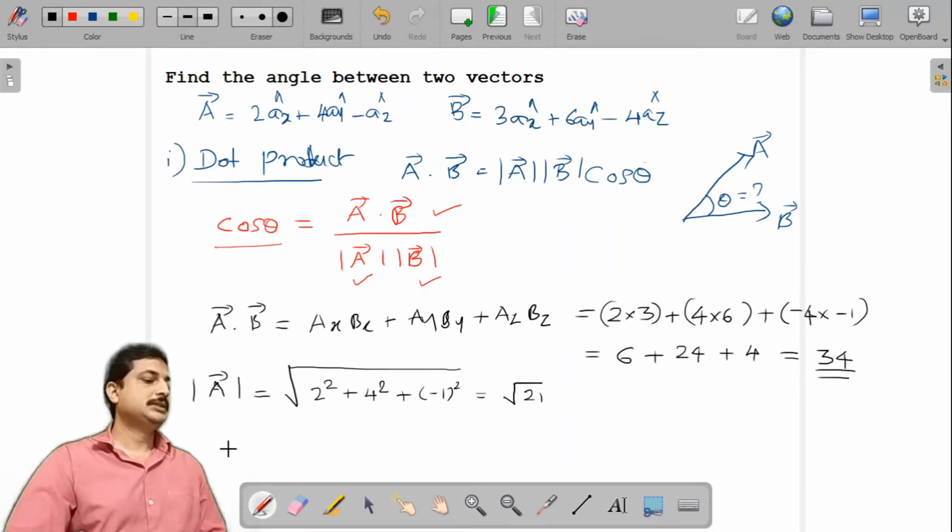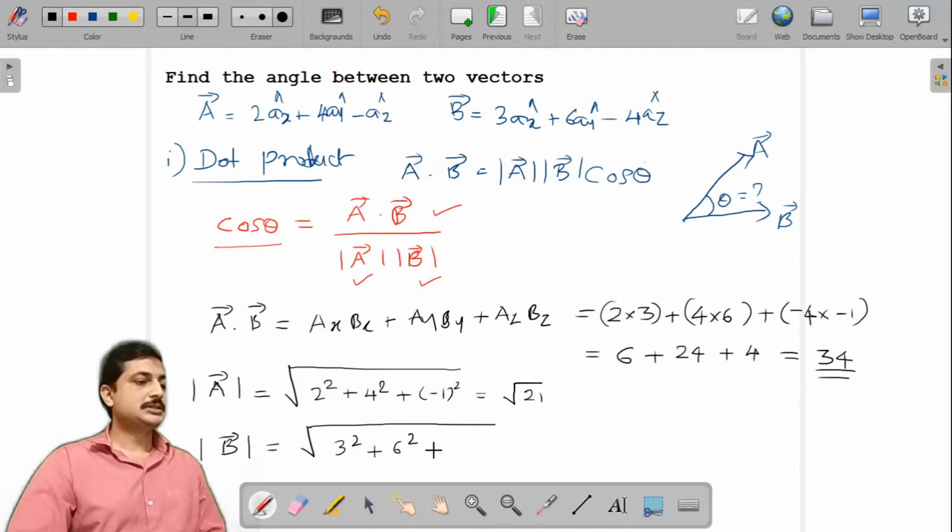And next is the magnitude of B vector. How to find the magnitude of B vector? Same procedure. It is 3 square plus 6 square plus minus 4 square. So how much is this? 3 square is 9, 6 square is 36, so 45, and 45 plus 16 gives root of 61.